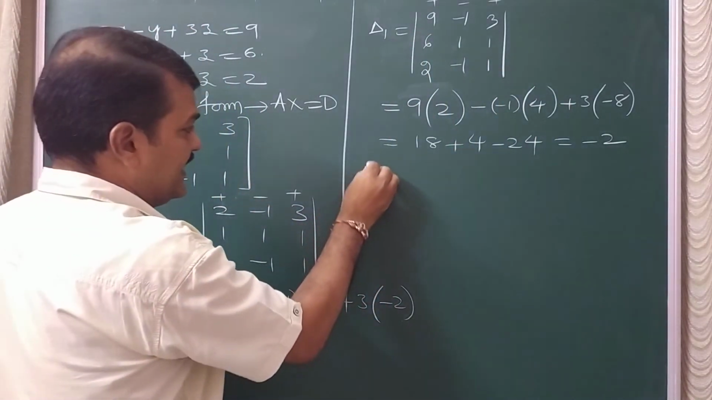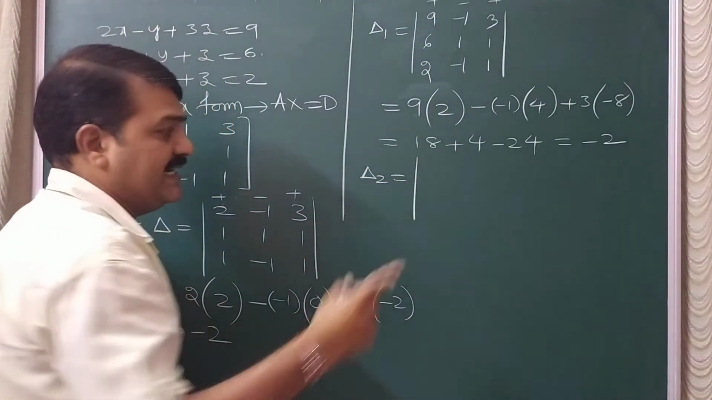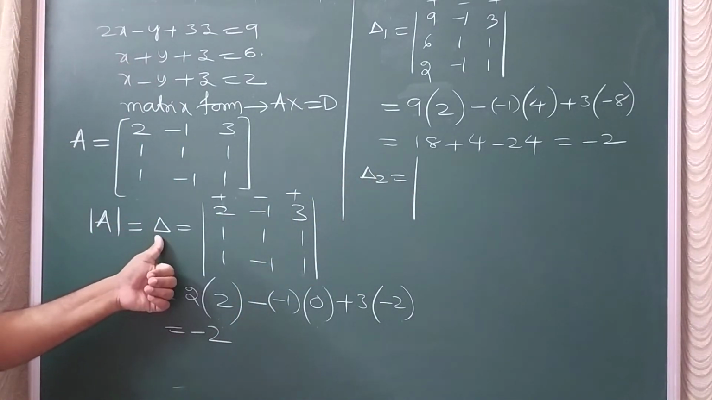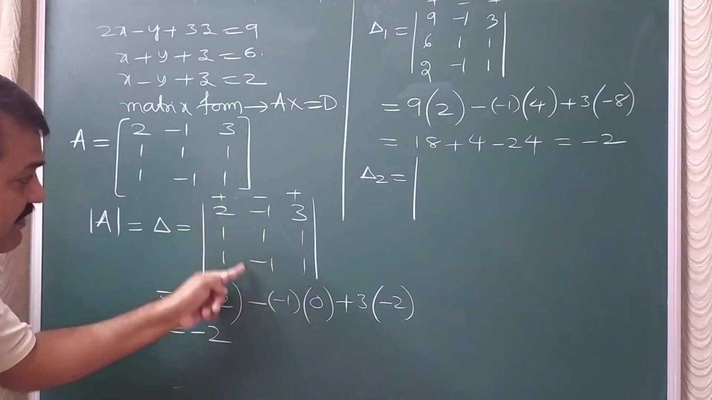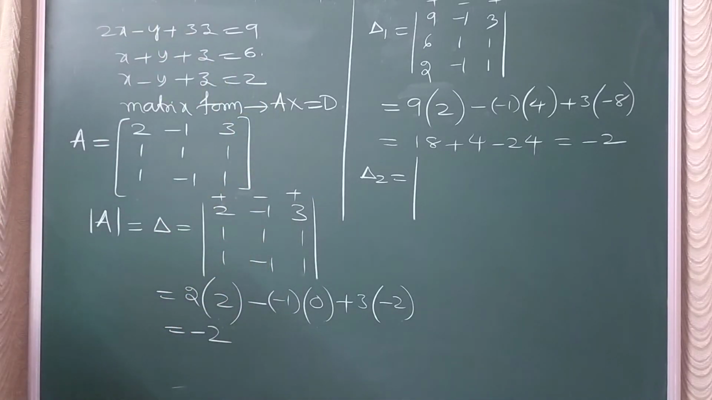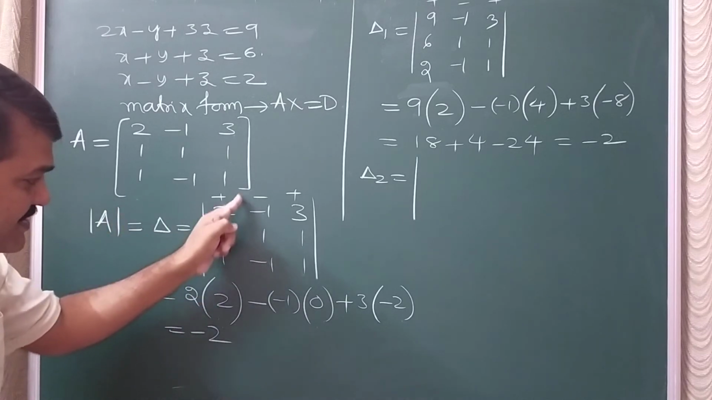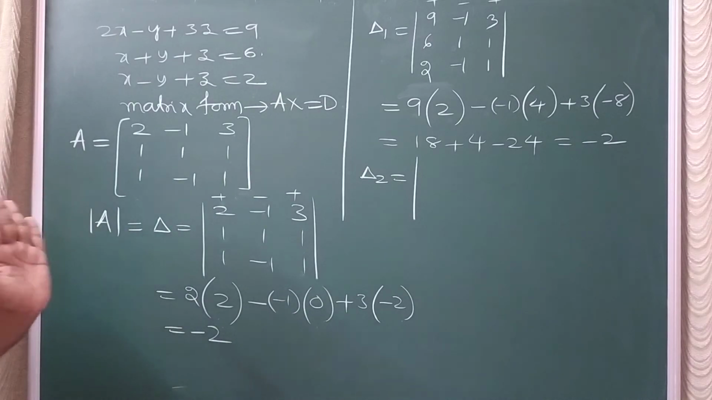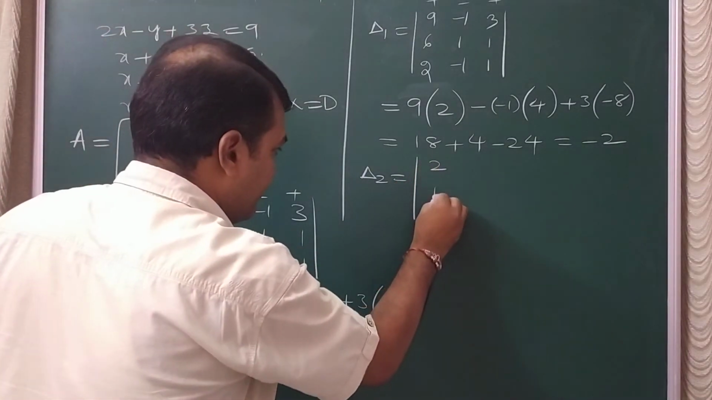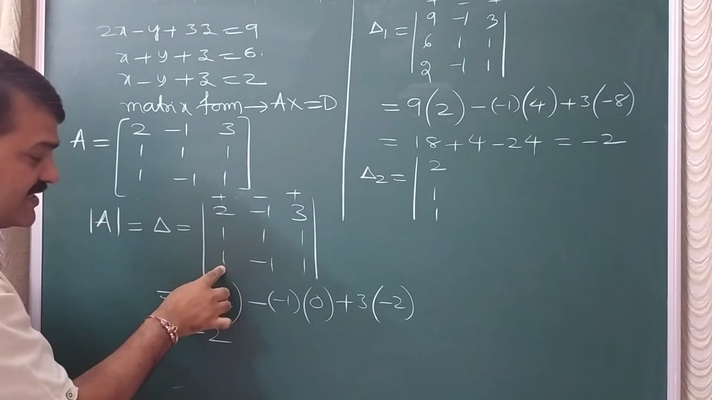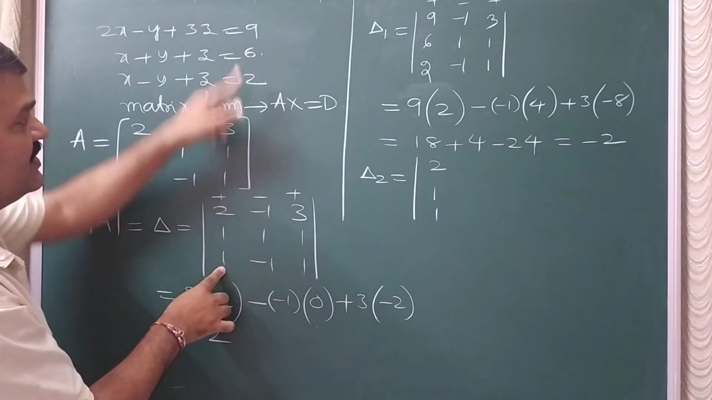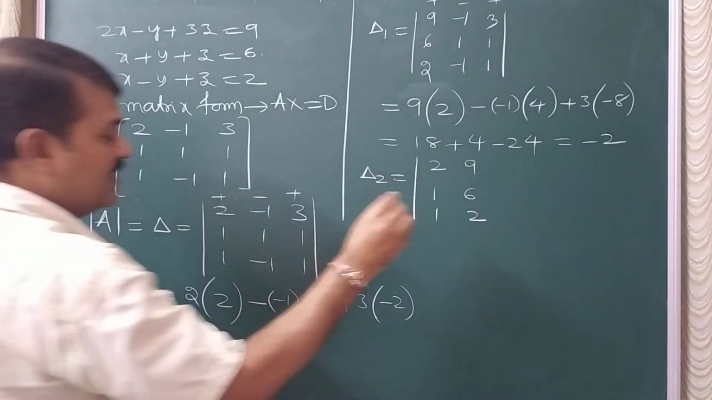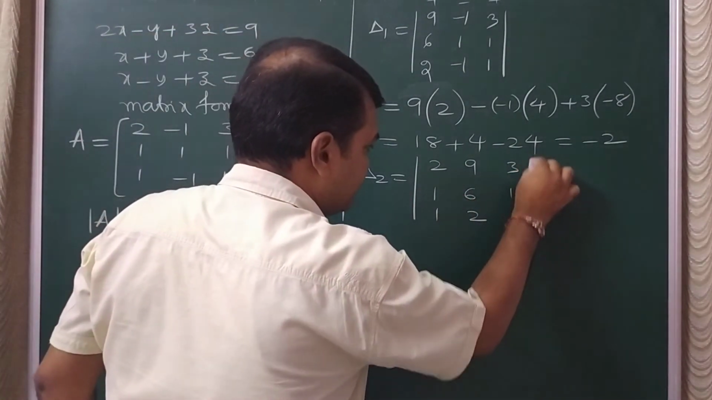Now I will find delta 2. How to get delta 2? Delta 2 is the determinant of the coefficient matrix where the second column is replaced by the constant matrix. So just take the coefficient matrix, replace the second column with the constant matrix, that is nothing but delta 2. So for delta 2, see the coefficient matrix, first column you write as it is, in place of the second column write this constant matrix 9, 6, 2. Third column you write as it is, no change.